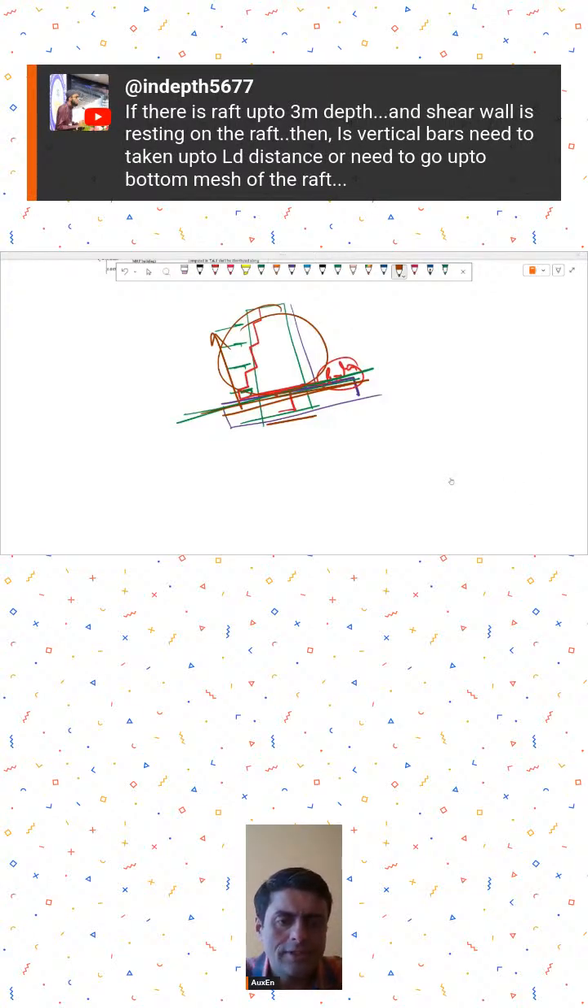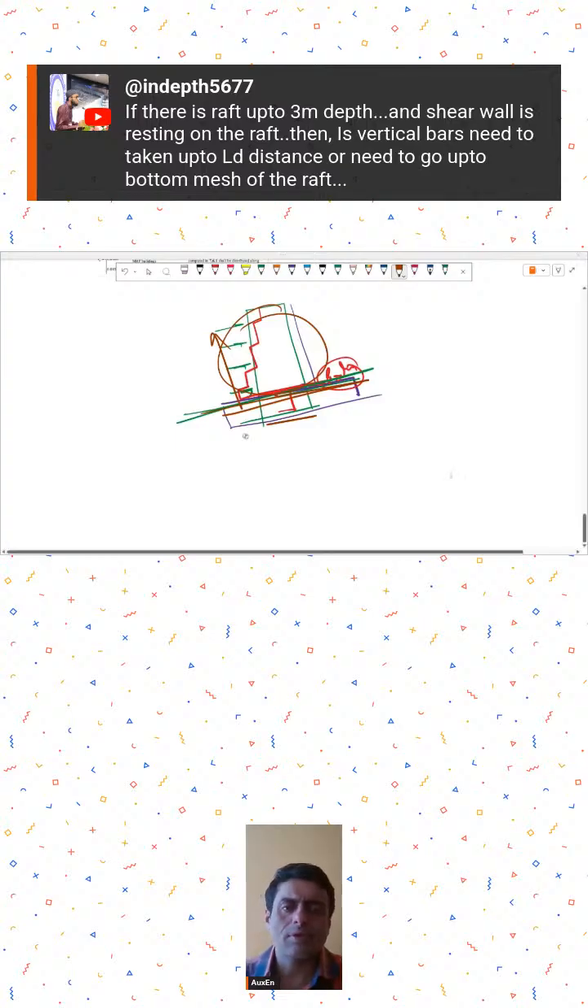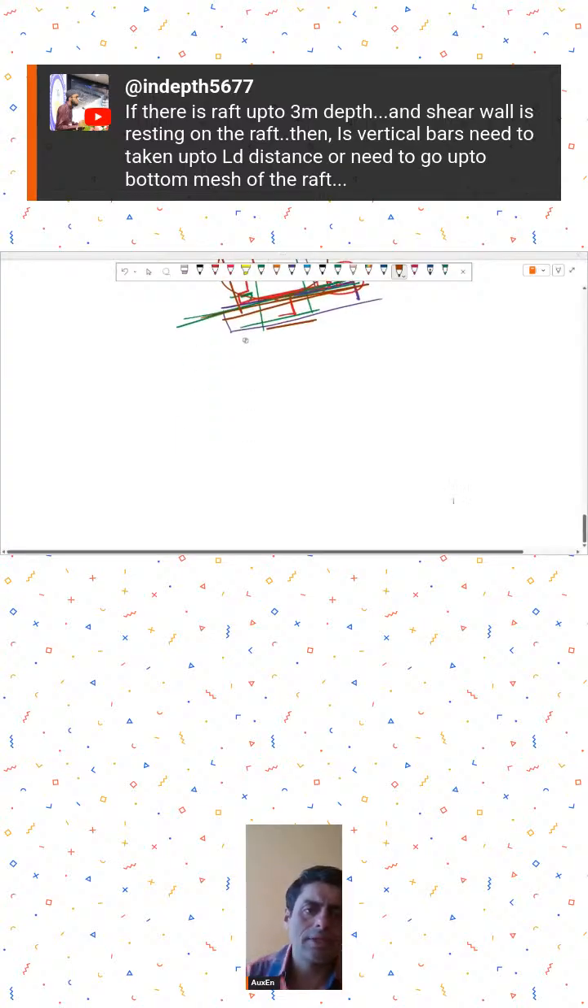In depth 5677 is asking, if there is a raft up to 3 meter depth and a shear wall is resting on the raft, are the vertical bars needed to be taken up to LD distance, or do we need to go up to the bottom mesh of the raft? See, from a practical viewpoint, it will be better if you can take them up to the bottom. Technically speaking, what his question is, I'm showing you a cross section.